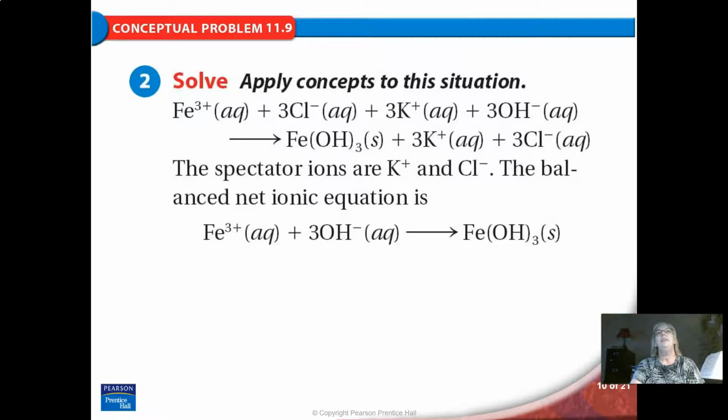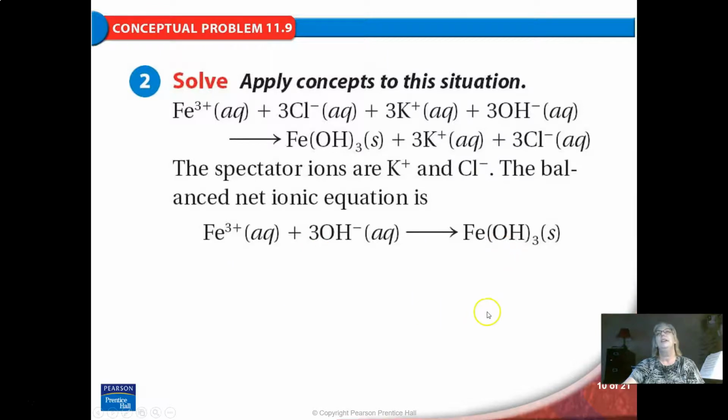So we're going to write out everything we threw in the beaker. We put iron chloride in there, we put potassium hydroxide in there, and then the iron hooked up with the hydroxide and formed the solid. Here's a spectator, here's a spectator. So this is balanced as the complete ionic. And then we get rid of all the spectators, and now we have the net ionic equation.